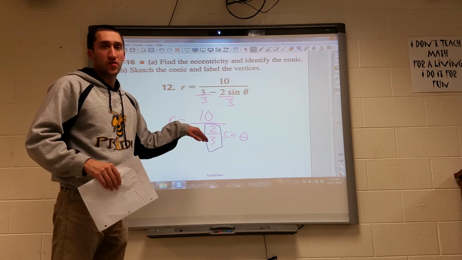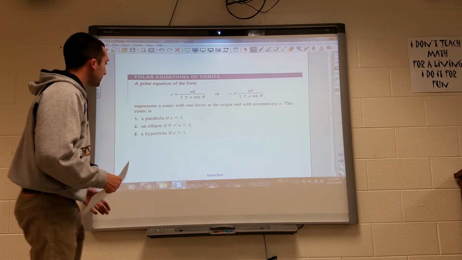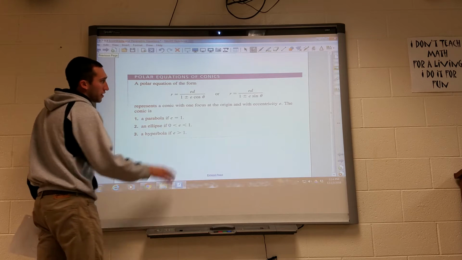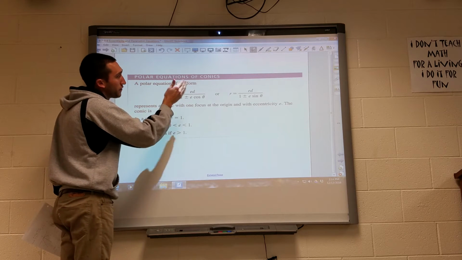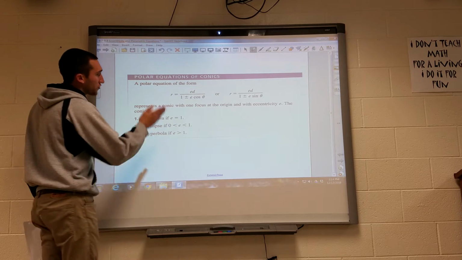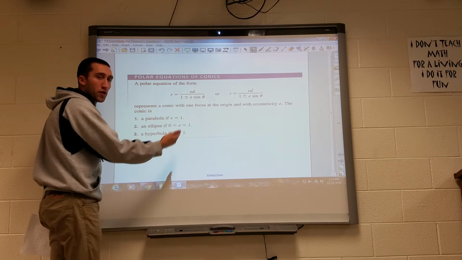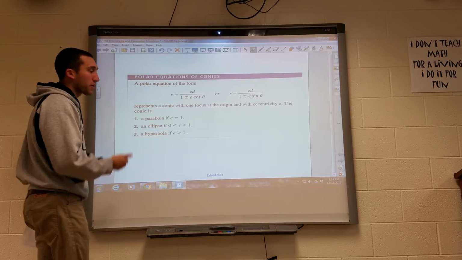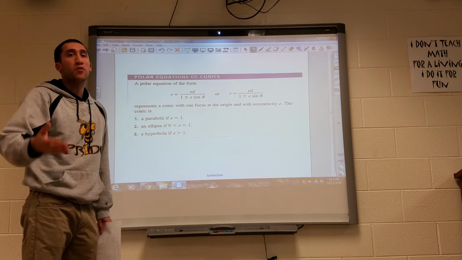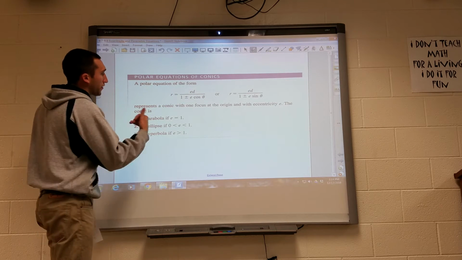That is my eccentricity. So we just go back and look at the types of eccentricities we have. If the eccentricity in front of my sine or cosine is 1, we have a parabola. If the eccentricity is between 0 and 1, meaning we have a fraction, then we have an ellipse. And if the eccentricity is greater than 1, meaning we have an improper fraction, a larger number in the numerator than the denominator, then we have a hyperbola.